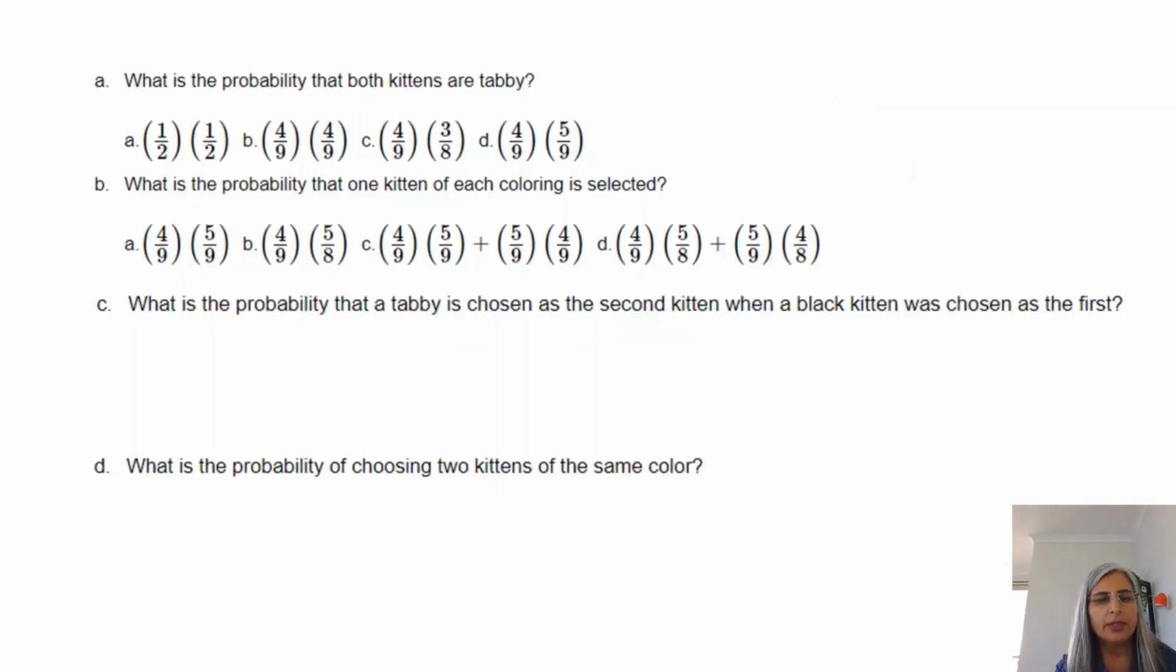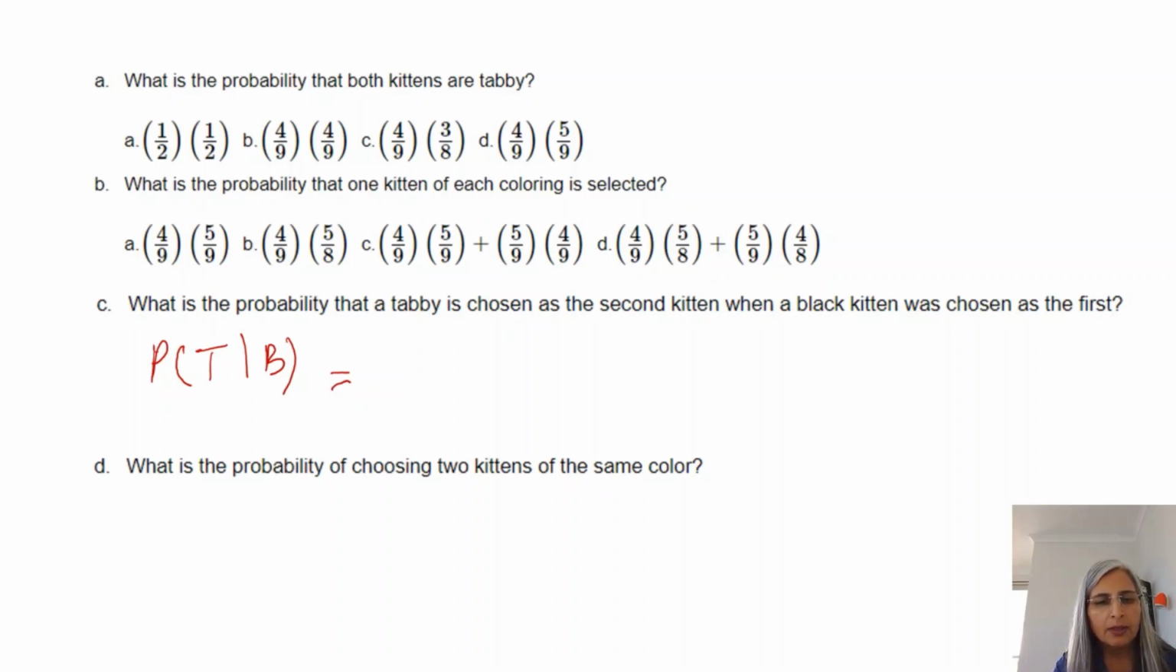Now to answer questions. In this case, you are given multiple choices for parts A and B, and you can choose the right choice according to your tree diagram. In part C, you have to find the probability that a tabby is chosen as the second kitten when a black kitten was chosen in the first place. So you need to write it mathematically first. You have to find the probability that a tabby is chosen in the second case, and you always write the second case first, given that a black kitten was chosen in the first case. And then you go ahead.